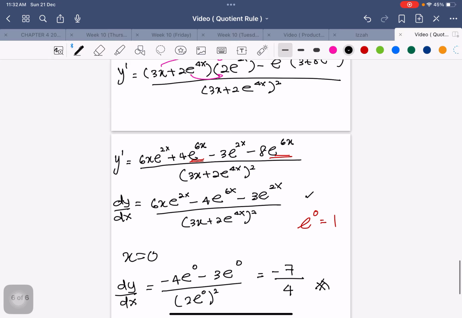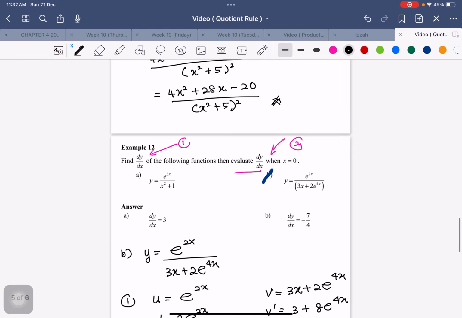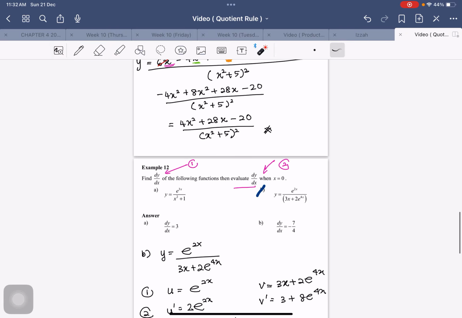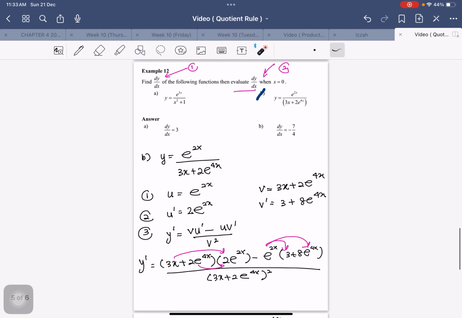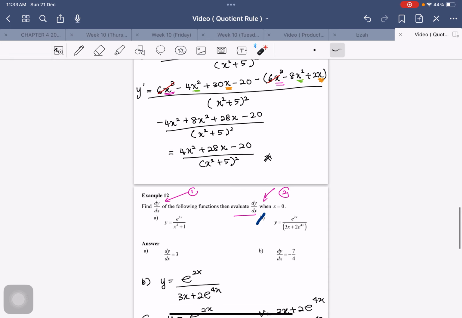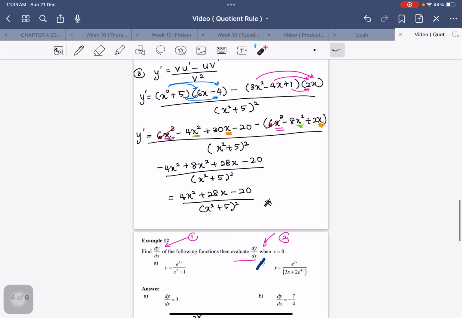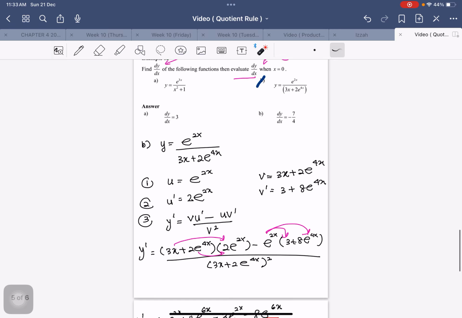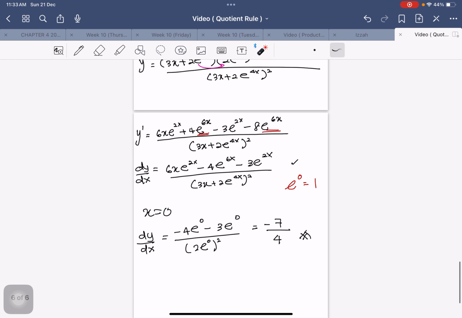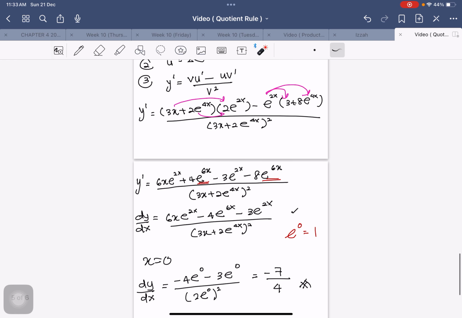So, it does not matter whether it is in product rule, quotient rule, or chain rule. It can be this kind of problem where you need to evaluate your dy dx given certain conditions. Okay, so try to do all the examples that involve quotient rule so that you can master this technique of differentiation.